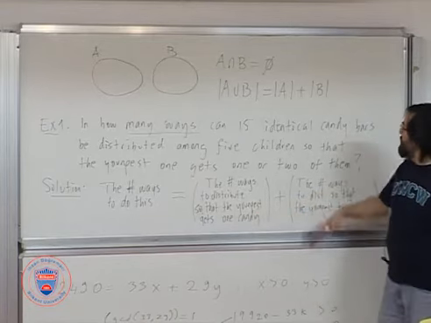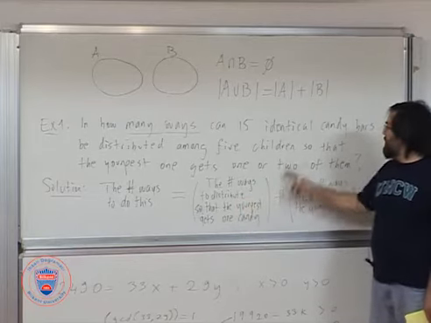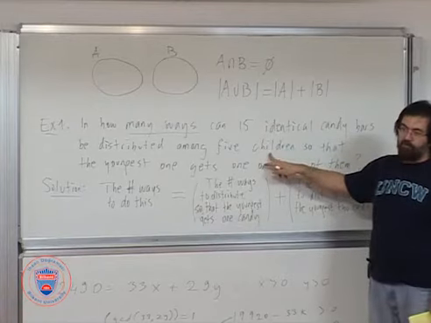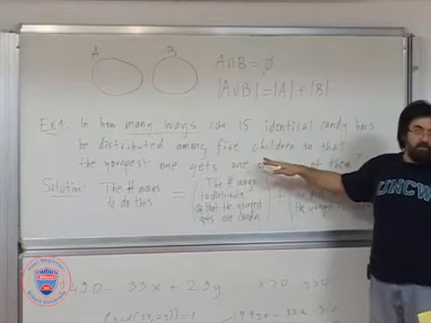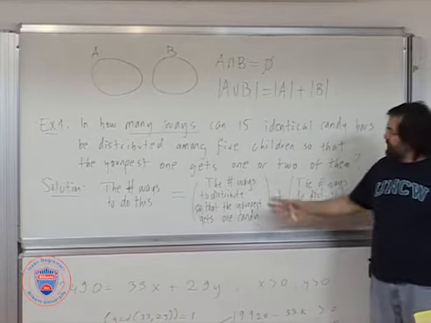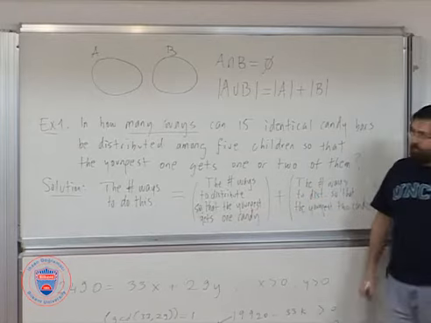Because if you have 15 candies, if you already give one of them to the youngest one, you're dealing with distribution of 14 candies to 4 children with no restriction. And that's a much easier question than the entire question. So you divided your question into smaller questions. This is the principle, okay?